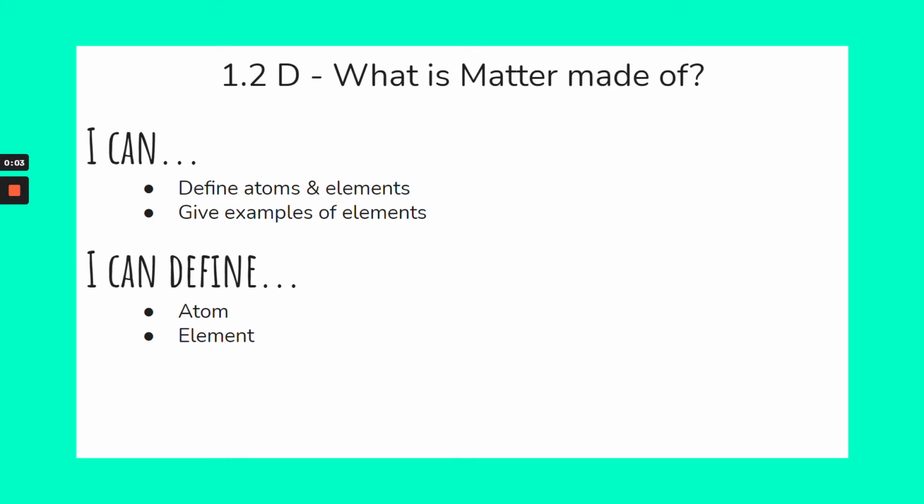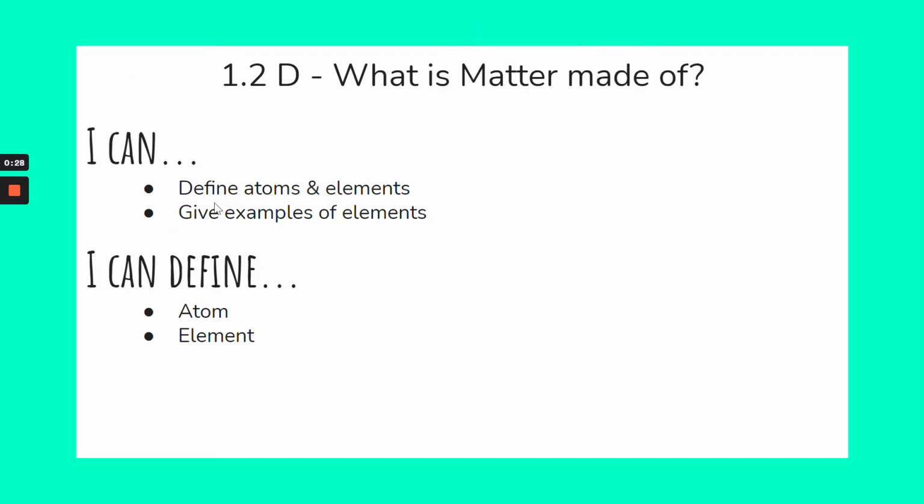So this is our final mini lesson for the introduction to matter. So you're going to be doing 1.2D. What is matter made of? So you've learned what matter is. It's anything that has mass and takes up space. You can now give examples of matter. You can also tell me what mass is, and you can tell me what volume is and calculate it.